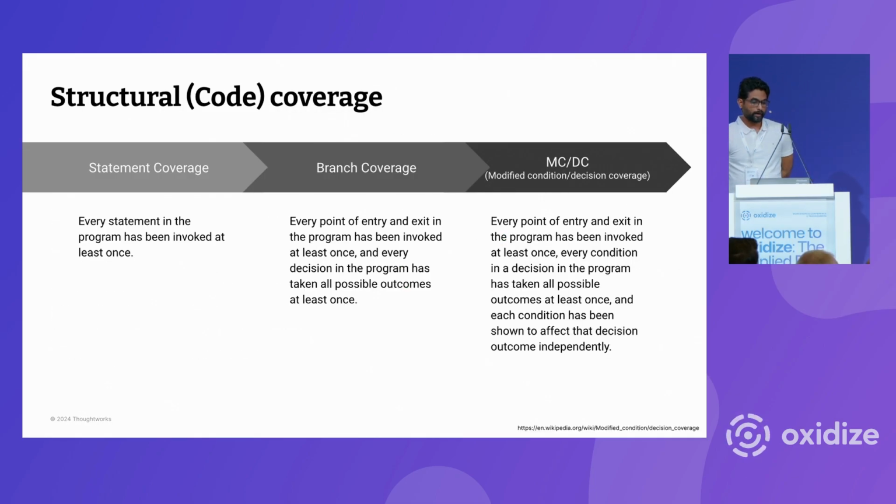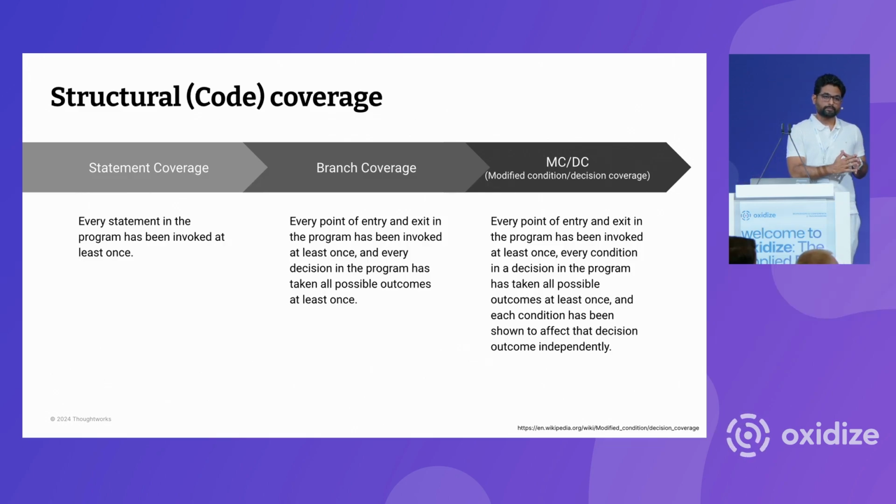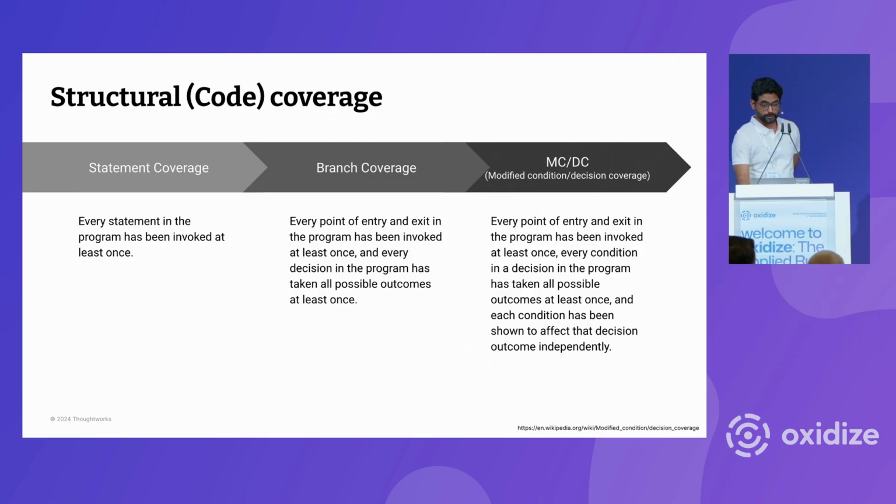Going further, let's talk about structural or code coverage. As per the standard, there are 3 different types of code coverage requirements depending on different functional safety levels. I don't want to delve much deeper into what the functional safety levels are, but when we are targeting the most safety critical level, which is ASIL D, you need to have MCDC, or modified condition and decision coverage.